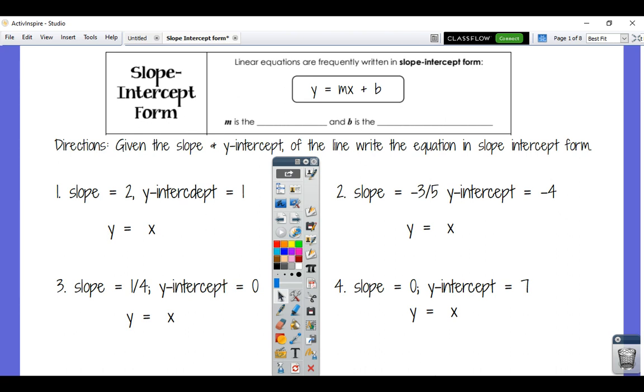All right, guys, today we are learning about slope-intercept form. We're going to take everything that we learned about slope and apply it to writing equations in slope-intercept form.